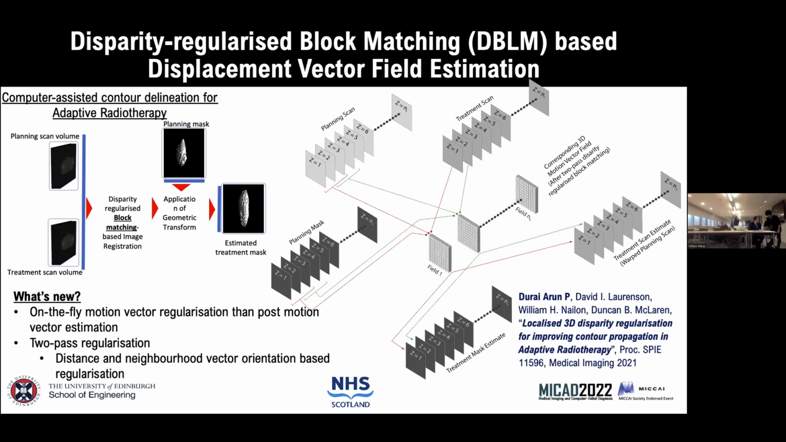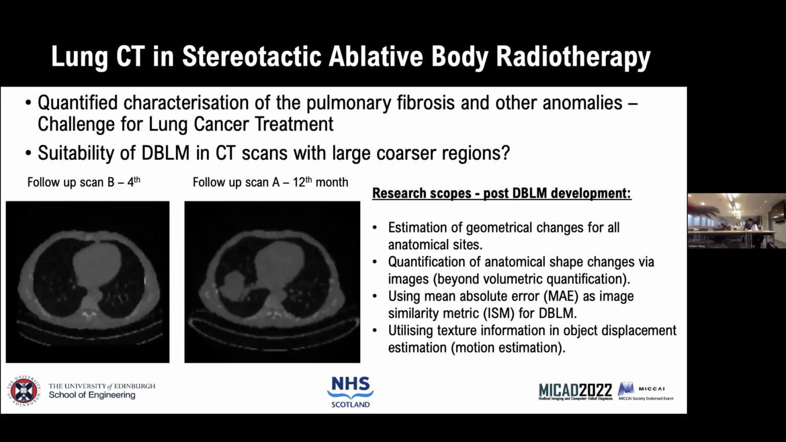So I was working with two scans altogether. The idea is to establish the geometrical changes between them. These scans were all of soft tissues, and soft tissues are not rigid. So when elastic registration is used, it results in unrealistic, unnatural deformation. That's where I came up with the idea of regularizing on the fly and localizing the block matching. I introduced distance-based regularization and neighborhood vector orientation-based regularization. Having published that work, came the question: what next?